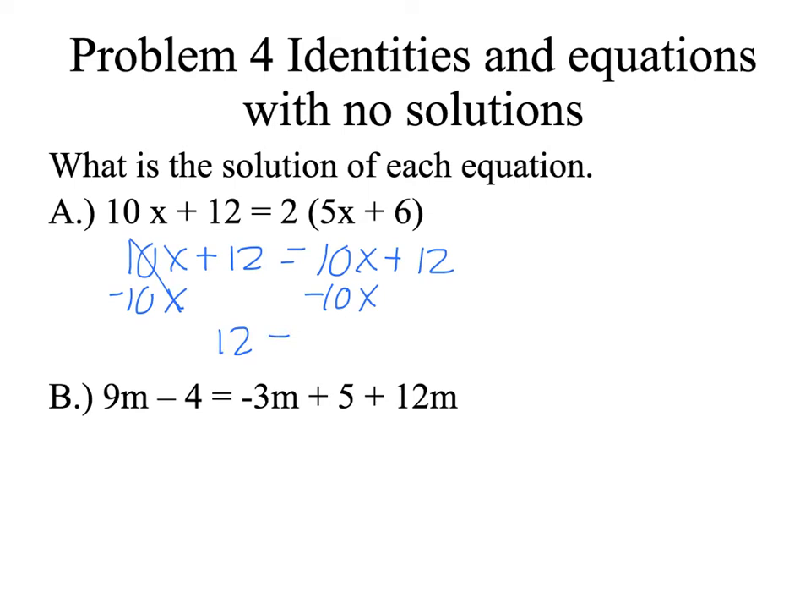So I have 12 equals, well, 10x minus 10x on this side is 0. And so I have 12. So when you get a situation like that, 12 equals 12, this is called an identity because it's true for any value that you plug in for x, you're going to get the same equation.